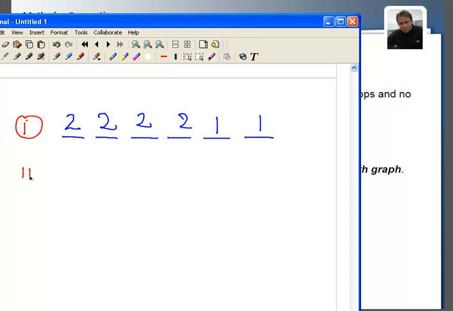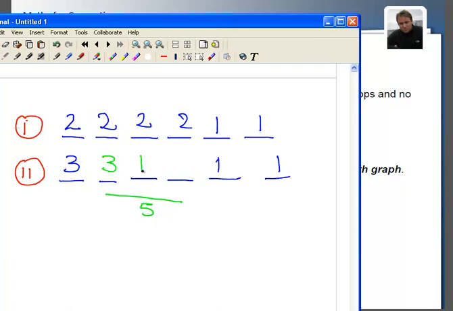Let's just see what would happen if the highest vertex degree was 3. Now, necessarily, there must be 2 vertices of degree 1. But for this part here, the sum of the degree sequence must be 5. So what we could have here is 3, 1, and 1. That would make sense, and I'm going to leave it there.